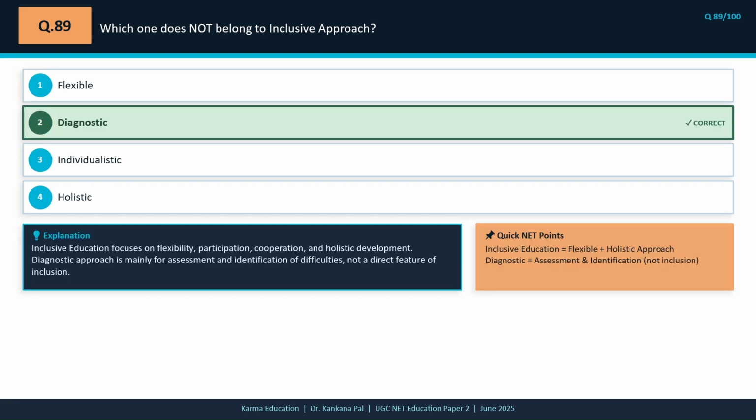Well, inclusive education focuses on flexibility, participation, cooperation, and holistic development. Diagnostic approach is mainly related to assessment and identification of learning difficulties rather than being a direct feature of inclusion. A quick net point. Inclusive education equals flexible and holistic approach. Now, moving on to question number 90.